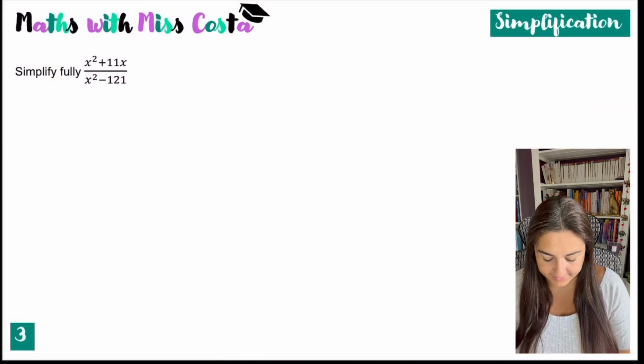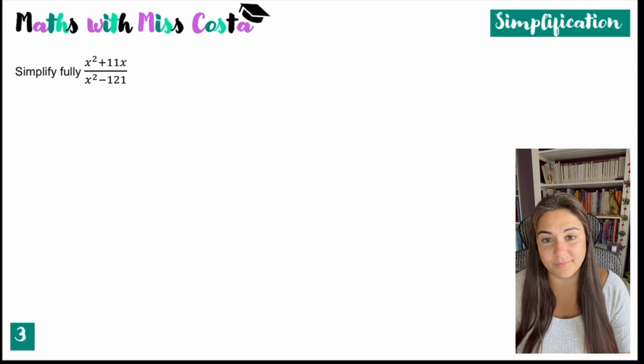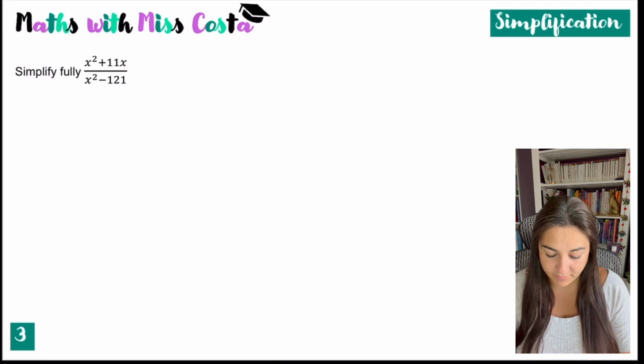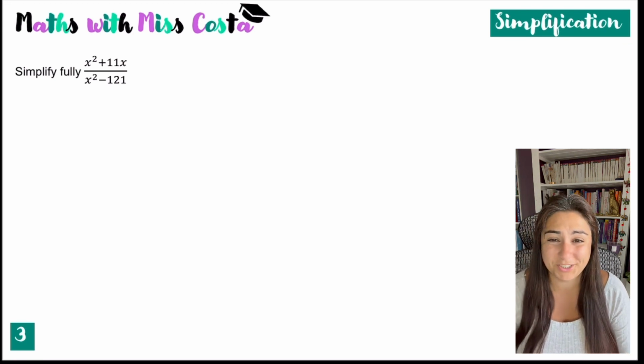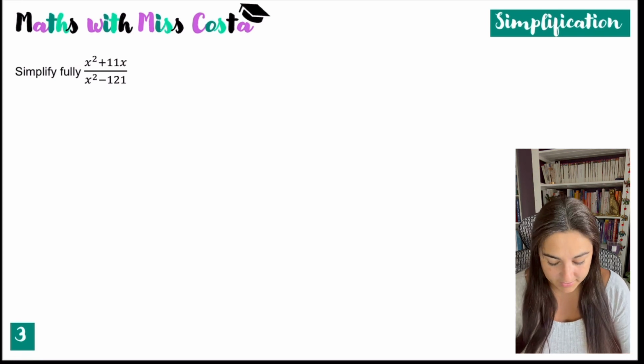So here we've got a nice little algebraic fraction, and we want to simplify it fully. Now, if you've got an algebraic fraction, the chances are they're going to want you to factorise it. So let's start by doing that.